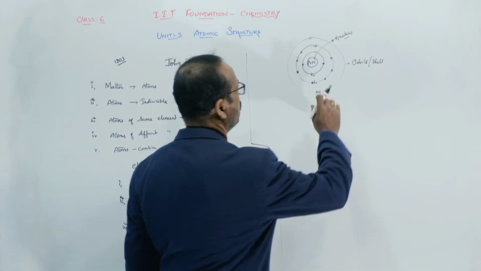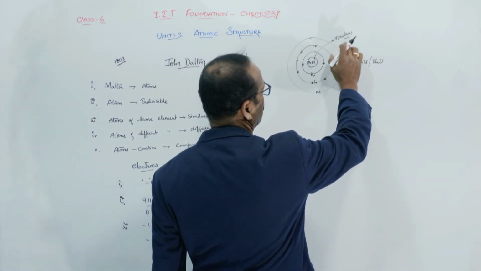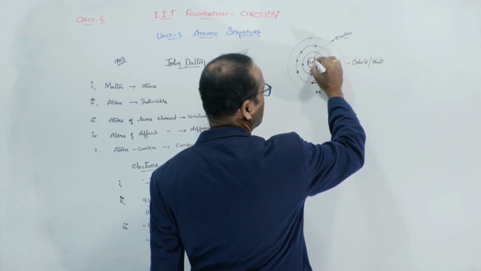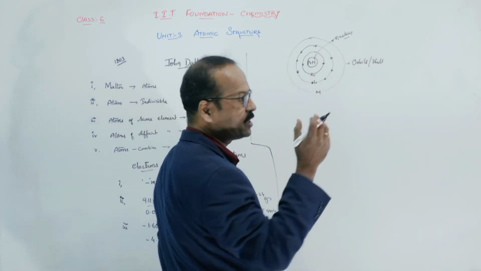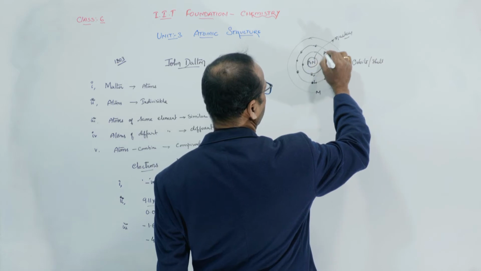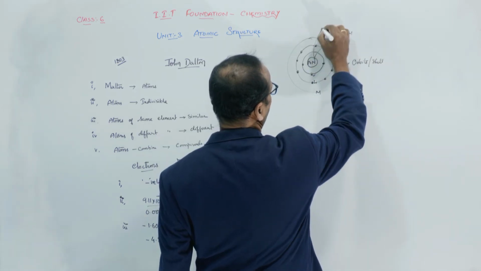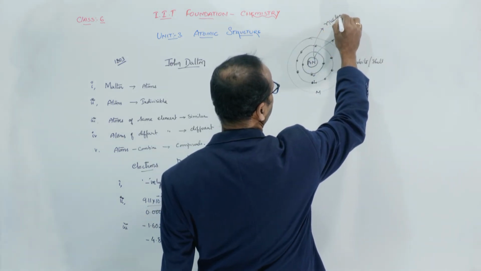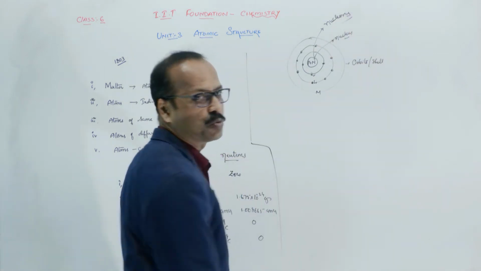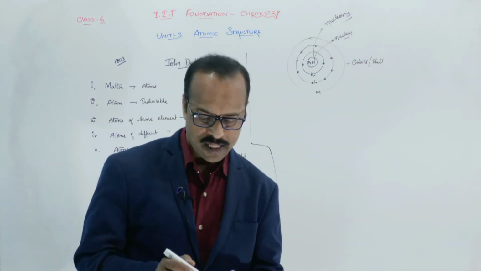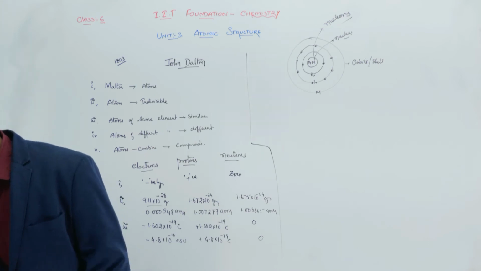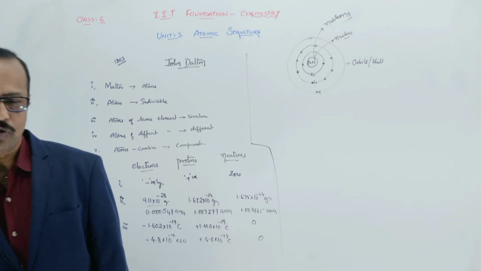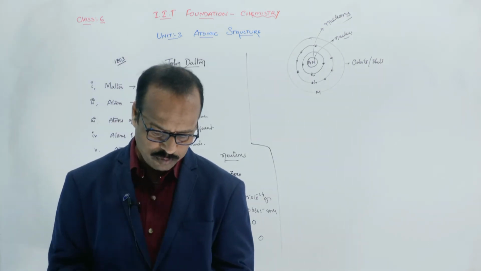And students, as protons and neutrons are present in the nucleus, collectively, meaning together, protons and neutrons are called nucleons. What are they called? Nucleons. Why are they called nucleons? Because they are present in the nucleus. So that's all about this atomic structure.